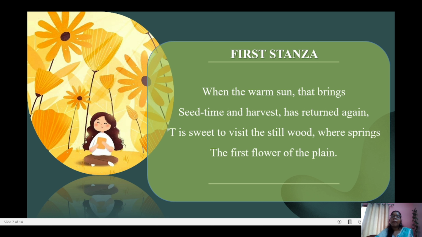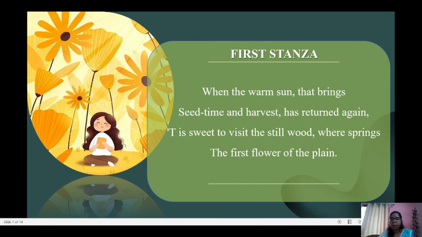And why, you might ask? Because it's in these serene forests that one might have the pleasure of encountering the inaugural bloom of the first season. Right? That's why he is saying this second line. So it's as if the poet is inviting us to appreciate the cyclical renewal of nature. He's implying that there's a certain allure in witnessing these early harbingers of spring in the hushed atmosphere of the wood. So this is what the first stanza is all about.